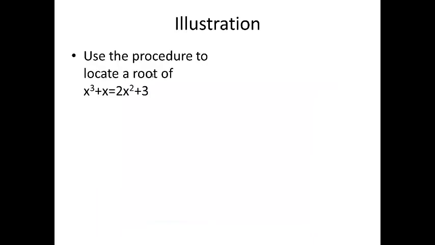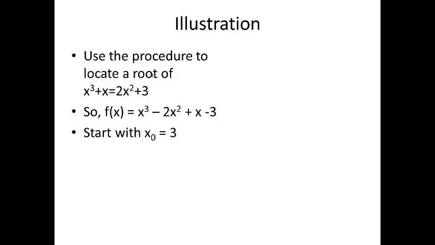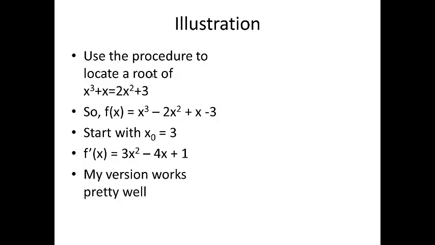So let's see how this works. We can use this procedure, and I've written the code for this, to locate a root of x cubed plus x is equal to 2x squared plus 3. Now, subtract the 2x squared plus 3 from the left-hand side, and f of x is x cubed minus 2x squared plus x minus 3. And let's start with x0 is equal to 3. Now, f prime of x is going to be 3x squared minus 4x plus 1. And I took the liberty of coding this up tonight rather than just copying the results out of the book. And my version works pretty well.